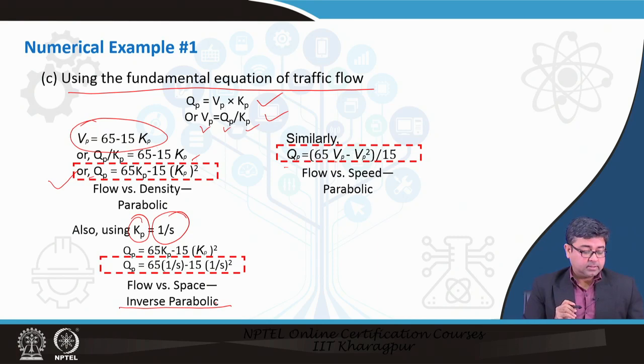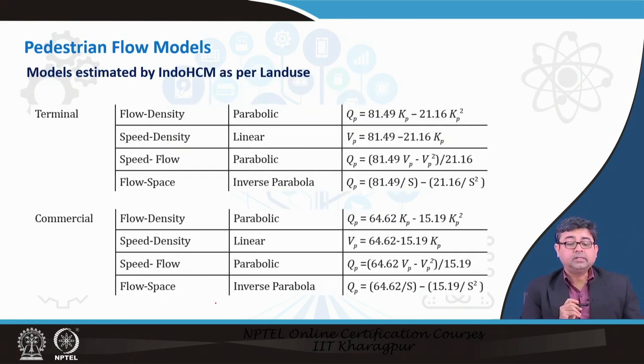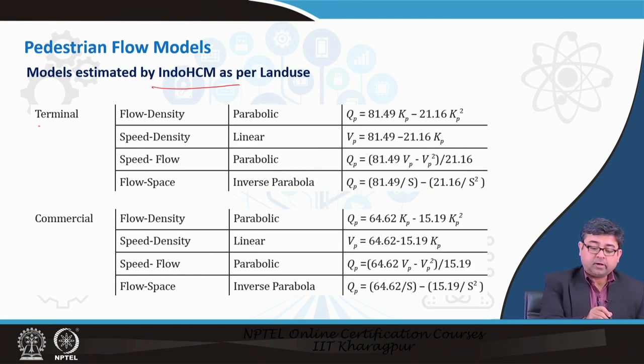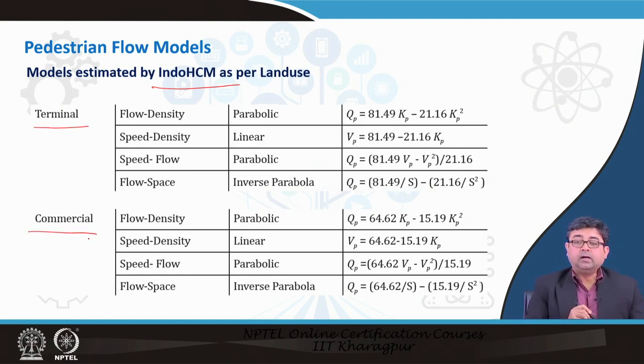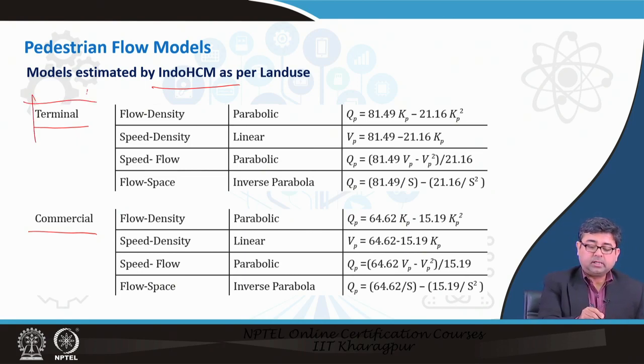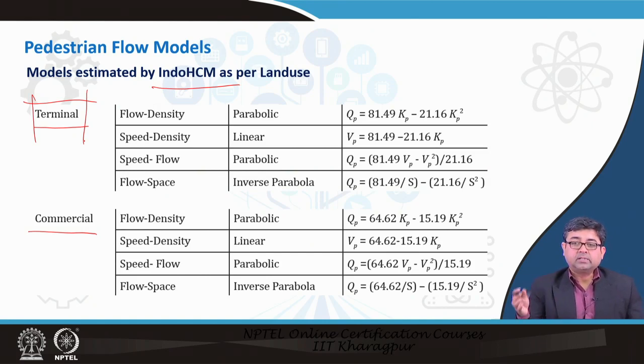Why we are telling you all of this is because in the very recent Indo HCM that has come out, these relationships have been depicted for different types of pedestrian facilities. If it is a terminal pedestrian facility, terminal meaning it is an end point, like a last stop or a bus station or something like that, then the flow density curves are the simplest curves. The speed density curve is given by Vp is equal to 81.49 minus 21.16.